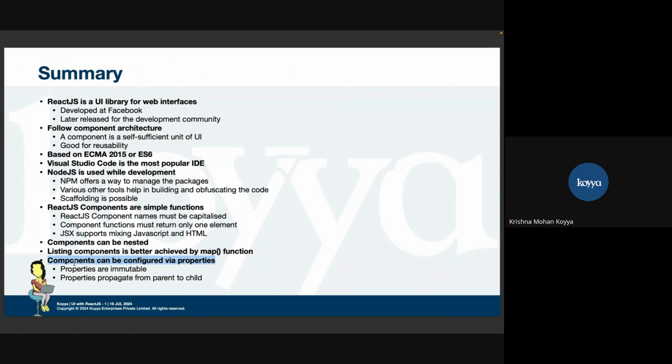And components can be configured via properties. We have seen it, right? We can configure our header component to display whatever title you want to display. We configured the legend component to display any number of guidelines. That is all configuration. We did it using properties. Remember, these properties are immutable. The components which receive these properties cannot change them. They can only use them.